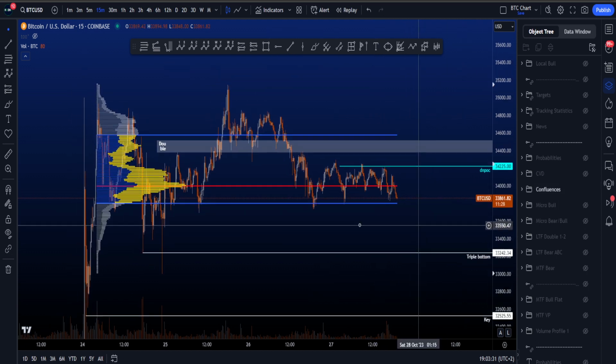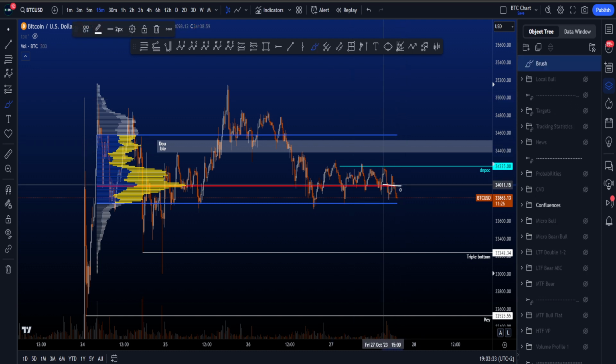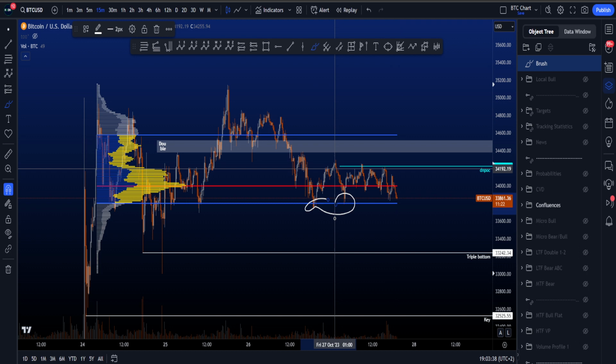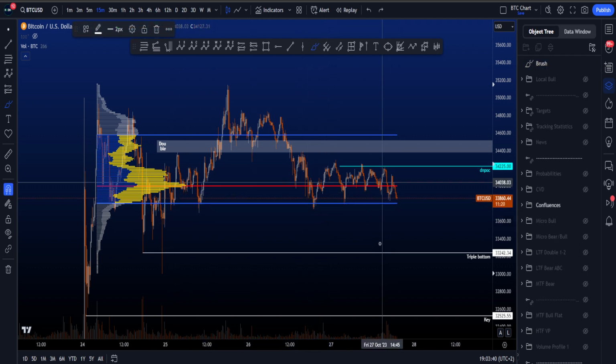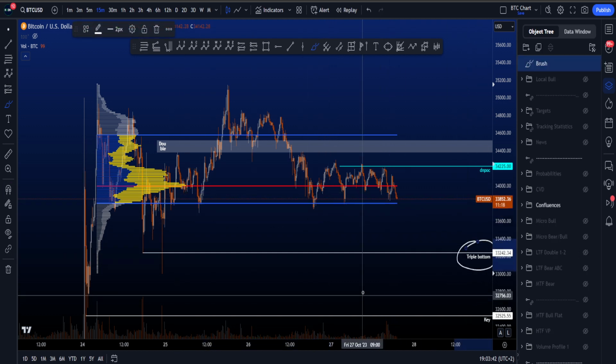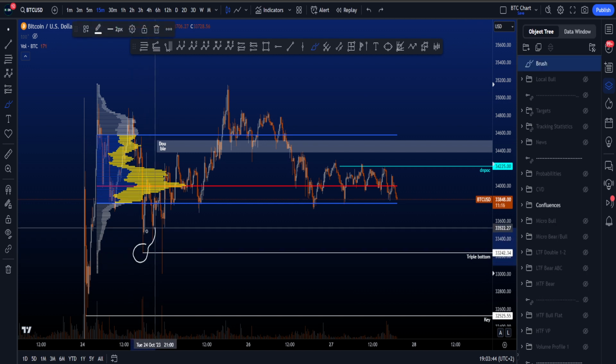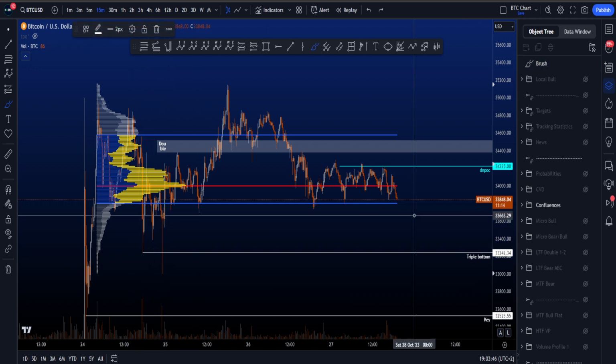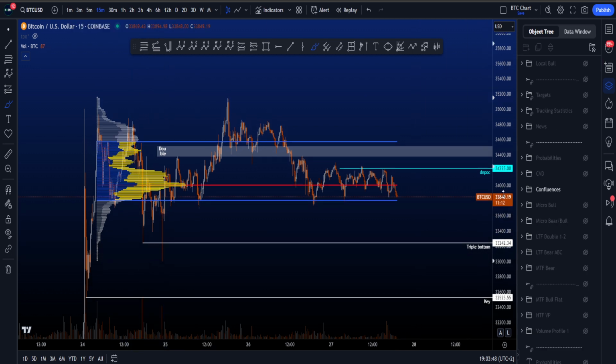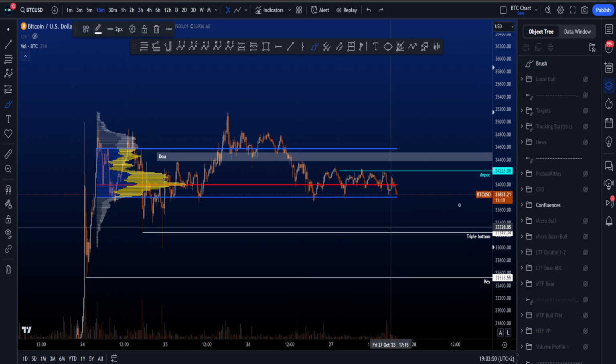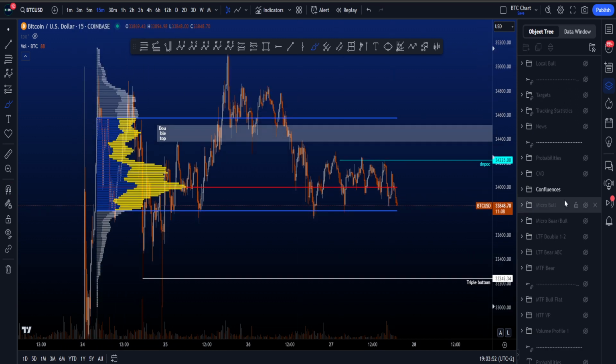If we look at the confluences, the volume profile over here, we are below the point of control. Value area low is still here, but has been tested twice already with a double bottom created over here. We do have a triple bottom, 33.2k, low 1, low 2, low 3 on other charts. That's something to keep your eye on, 33.2, and then that key level at 32.5k.